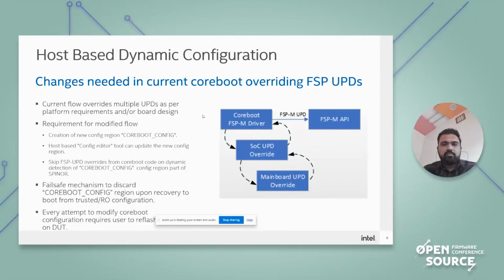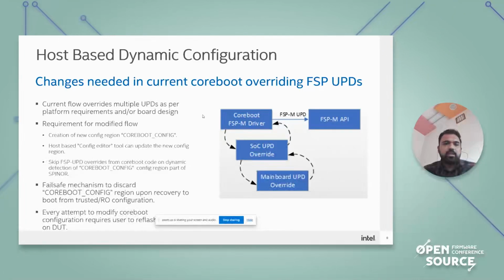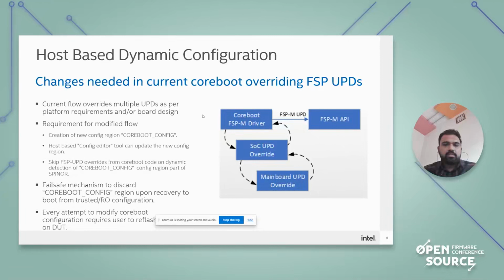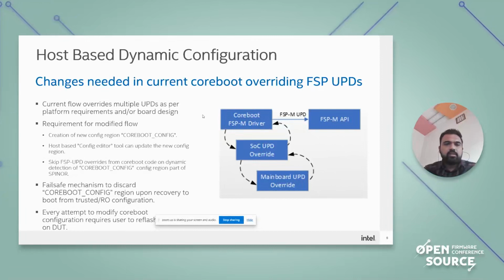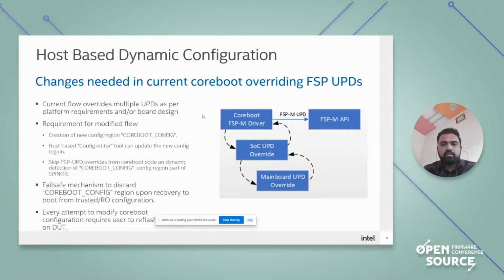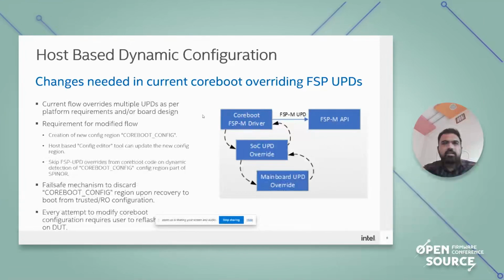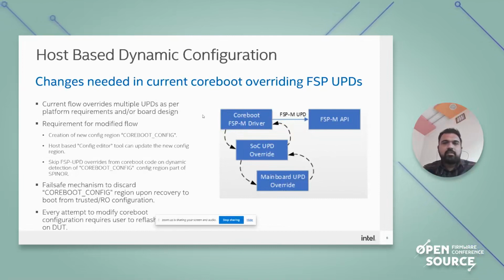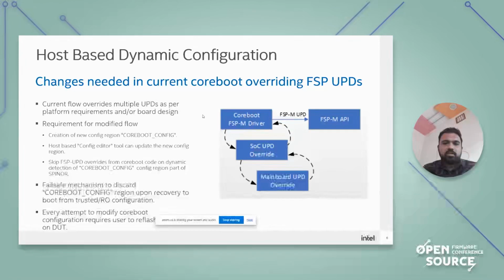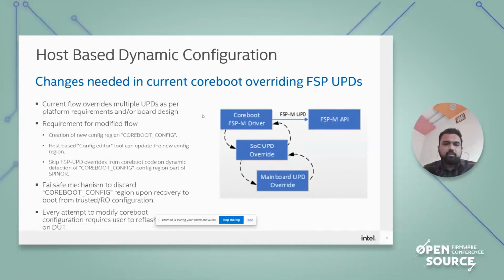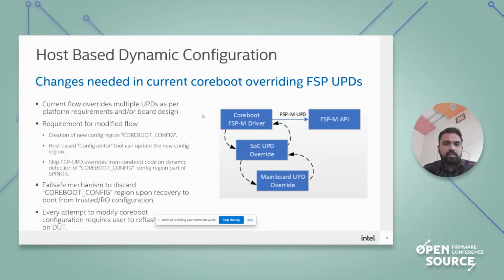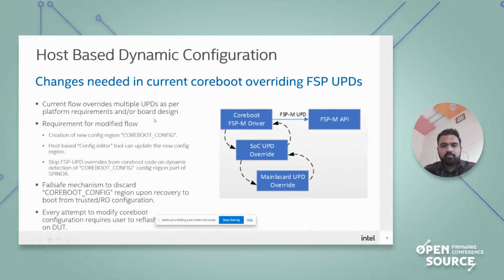So either tool has to update all three copies, or we can have a single region where we can update everything. So to overcome all these disadvantages, we need to design a new flow in Coreboot over the existing flow. And the third disadvantage is, as Tung Lun has mentioned, if Coreboot is overriding some parameters, then the user modification cannot take effect.